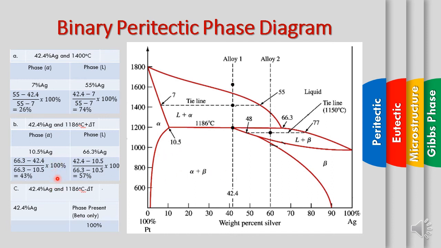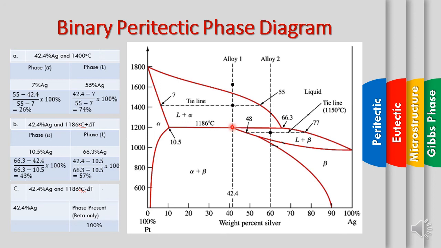As you can see from the lower point here, we don't have alpha, so basically the whole thing is at the beta only, whereby the line is from the beta line here up to this line. So it is 100% beta.